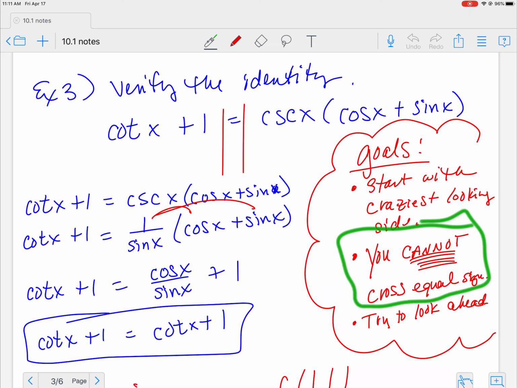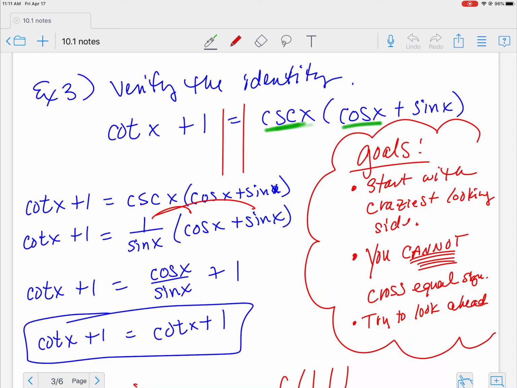And here's the big deal. You cannot cross the equal sign. You're not trying to solve anything here. You're not trying to find the value of x. You're not solving anything. This is not an equation. This is a verification. And the goal is to try to look ahead.